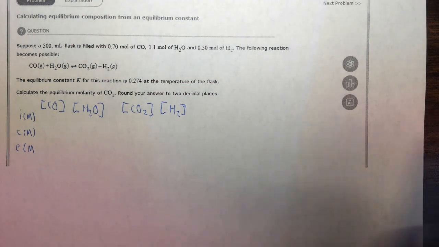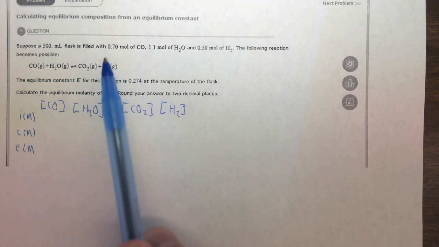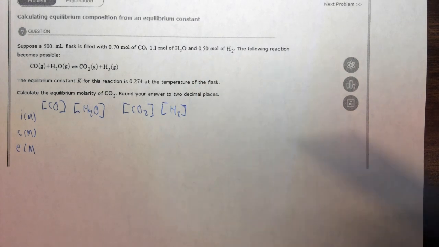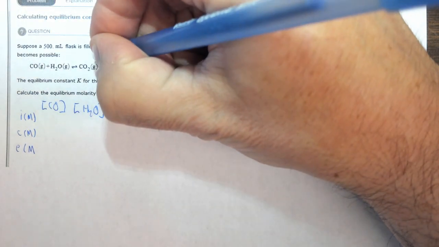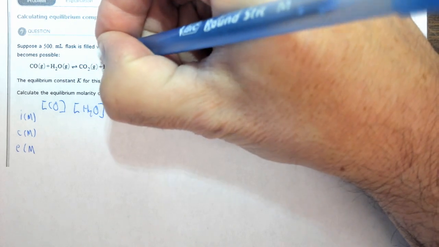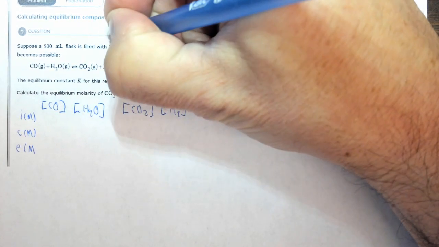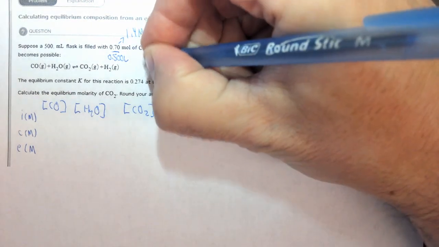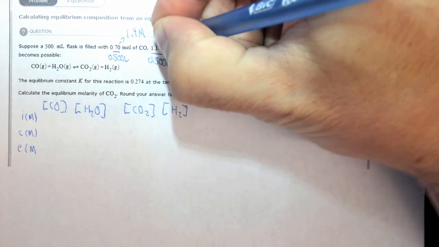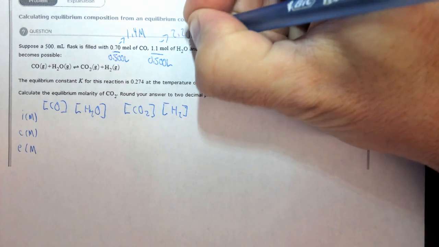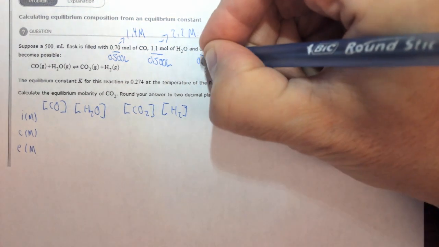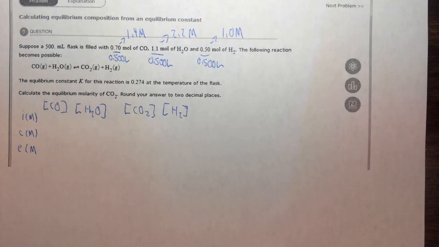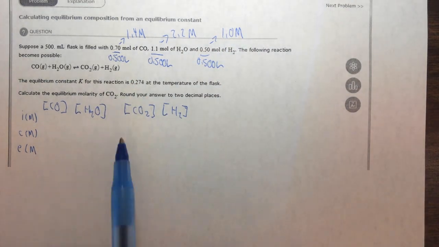Now I need to find the initial concentrations of each of these things. Unfortunately, I'm given these in moles, not in molarities. So in each case, I need to divide by the volume, which is 500 milliliters or half of a liter, which makes this 1.4 molar. For water, I divide again by half a liter, which makes it 2.2 molar. And same for hydrogen, divided by the half a liter, which makes it 1.0 molar. So now I've converted all these to molarities.